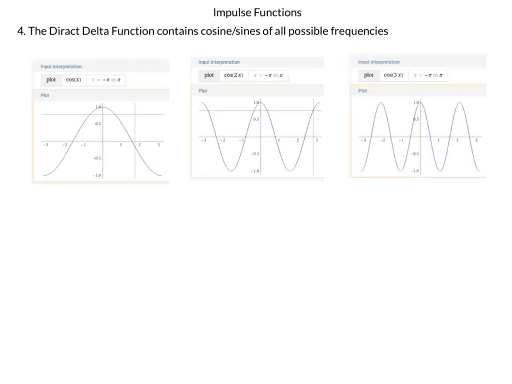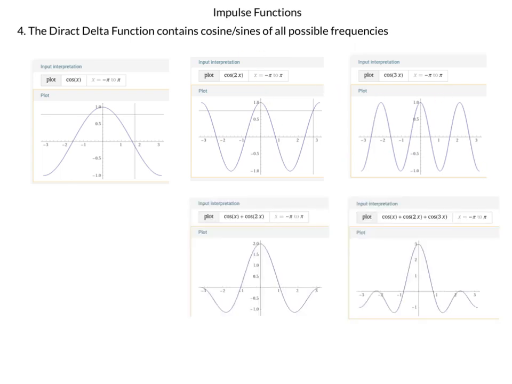To give you an idea of why this is true, I plotted cosine. I could have done sine, but I chose cosine because it looks more like our delta function centered at 0, and I didn't want to have to deal with shifting. So I used cosine here, and I plotted cosine of x. Here I have cosine of 2x, so twice the frequency, cosine of 3x. And then next, I compared, here's cosine of x. This is cosine of x plus cosine of 2x.